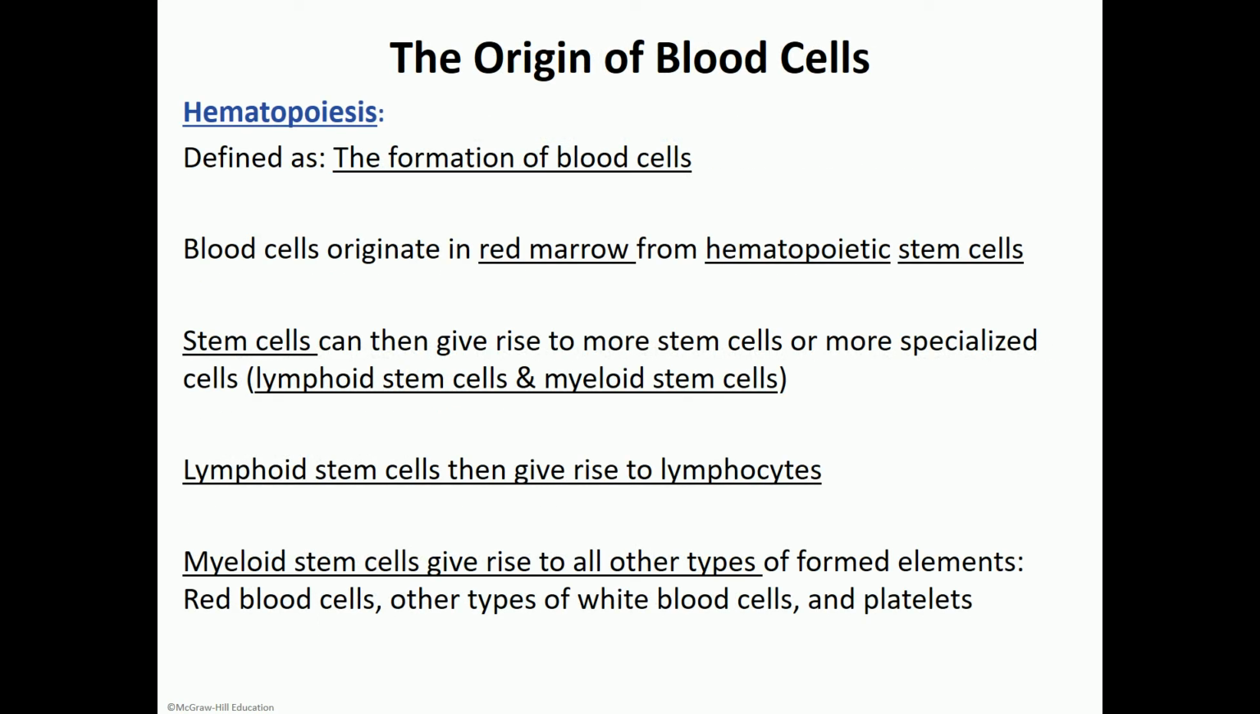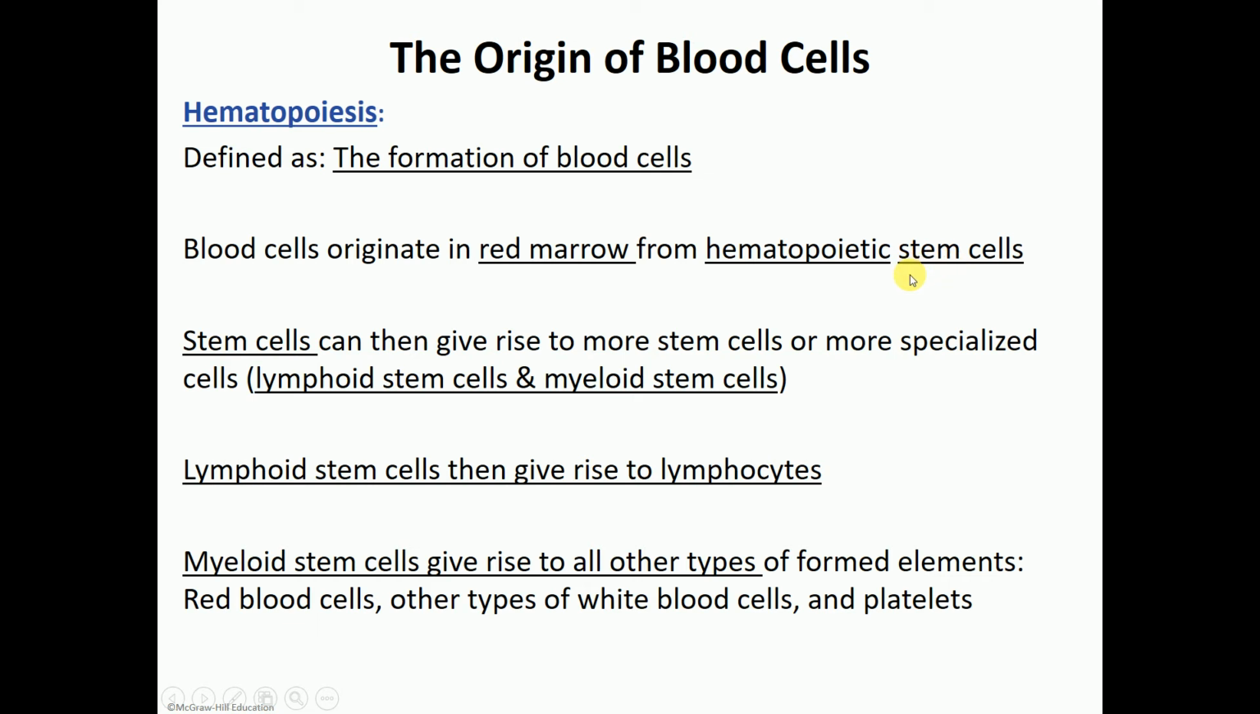Now for the origin of blood cells. The formation of blood cells is a process known as hematopoiesis. So hemato comes from the word hematology, or anything that has to deal with blood. And poiesis means a synthesis, so your formation of blood cells. And they originate in the red bone marrow from stem cells known as the hematopoietic stem cells.